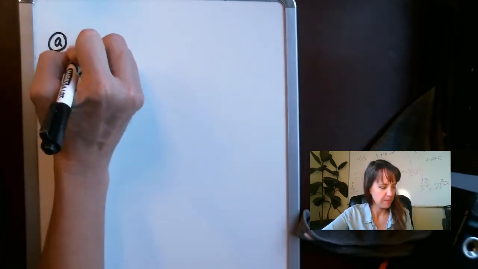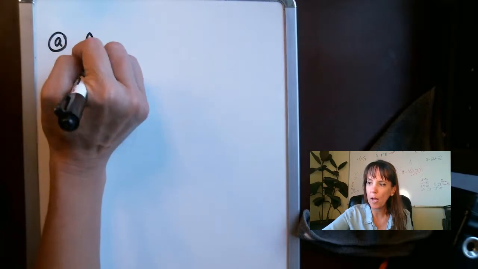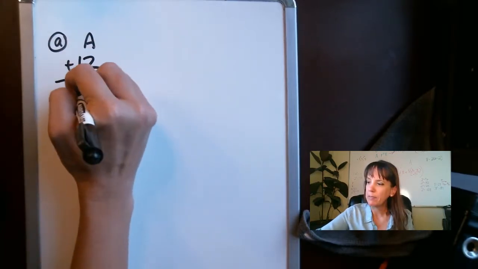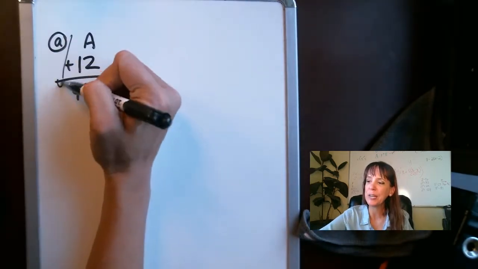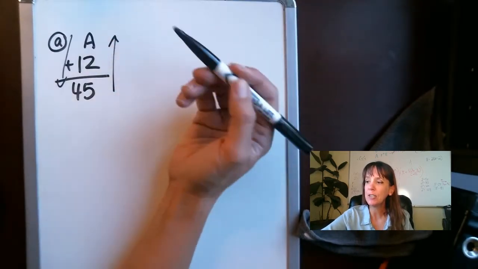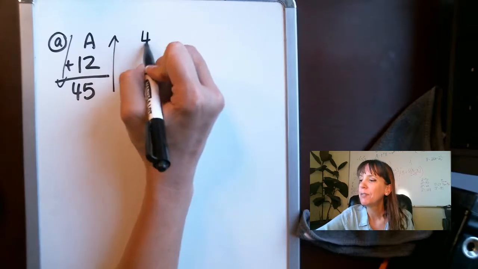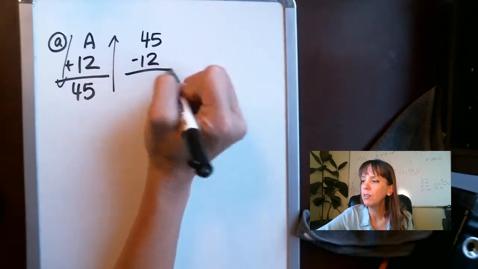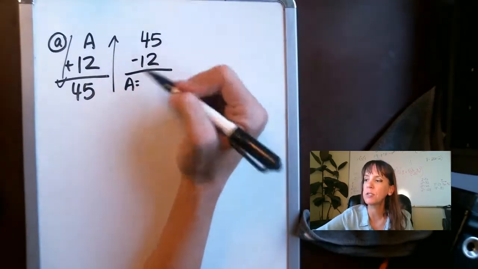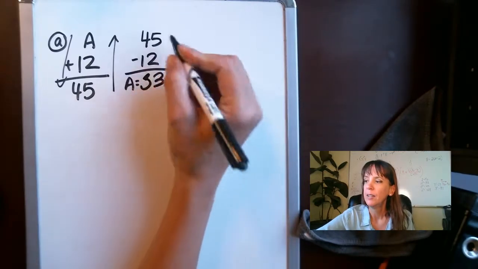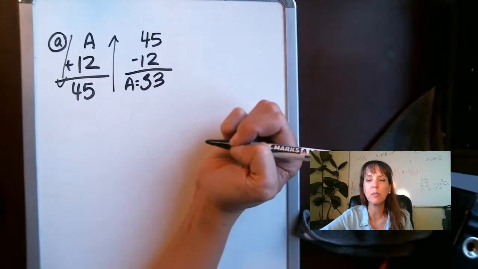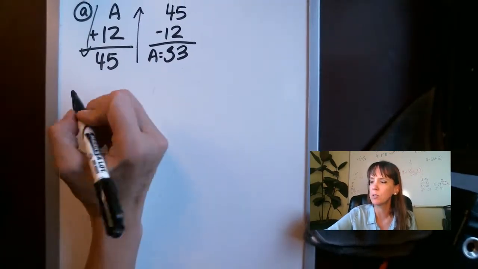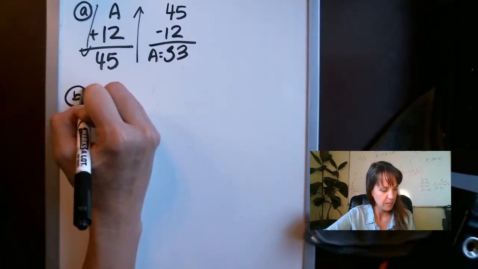A, it's A plus 12 is 45. First things first, we know that if we add in this direction, we can subtract in that direction. Let's see if that helps us. 45 minus 12, sure enough, is A. So let's do some math here. 5 minus 2 is 3, 4 minus 1 is 3, A equals 33. Let's look at B.